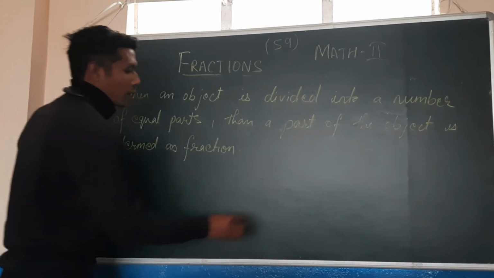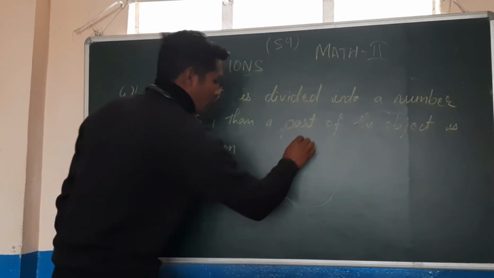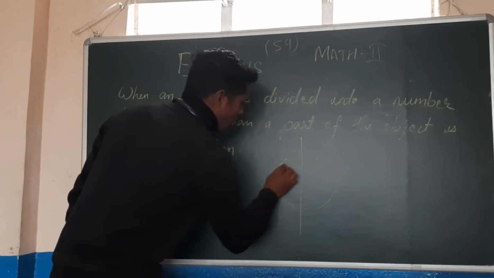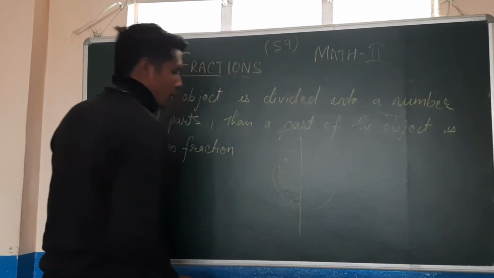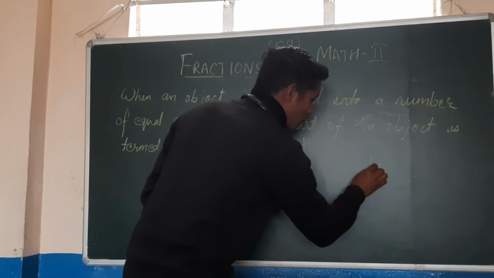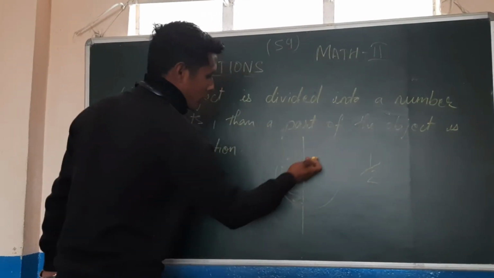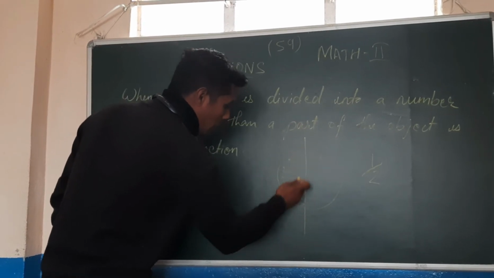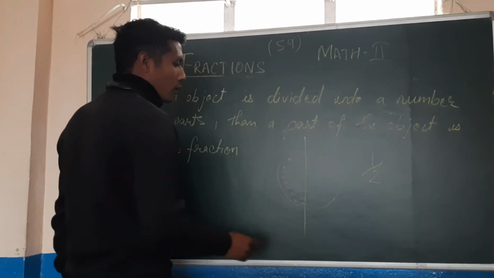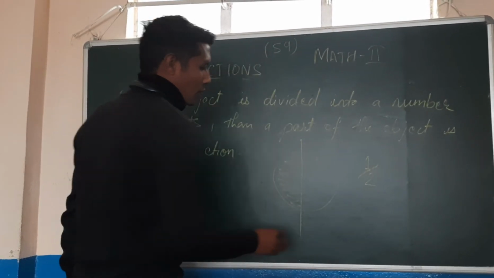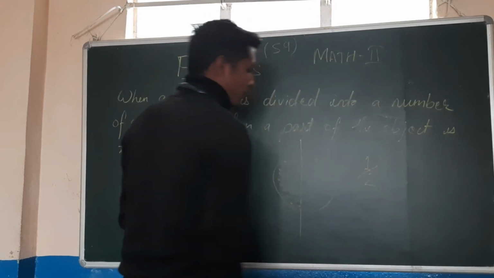I already gave you the example of a cake. When you cut it into two equal halves and one half you gave to your brother, then the fraction of this cake that you gave to your brother is 1 by 2. You cut a cake into two equal parts and out of it, one half you gave to your brother. So the fraction of the cake that your brother got will be 1 by 2.